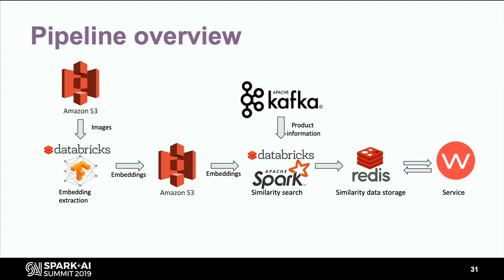Here is how we implement these two steps in our pipeline. We deploy the image embedding extraction model on Databricks, read the data from S3, extract the embeddings, and write the embeddings back to S3. Again on Databricks, we do the similarity search using Spark, and we also read some product information like category or brand to help this similarity search. After that, we write the similar data to a Redis cluster, an in-memory storage, which is really efficient. Then the app or web service can just read from the Redis cluster.